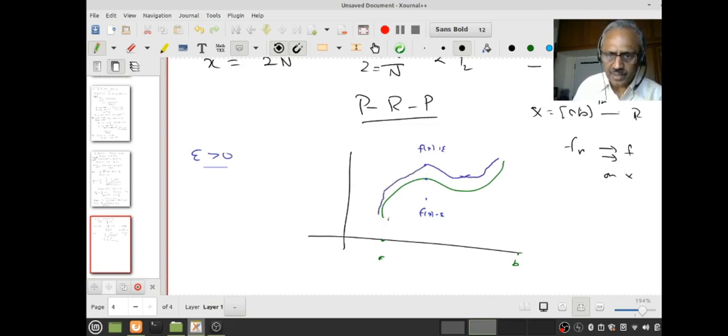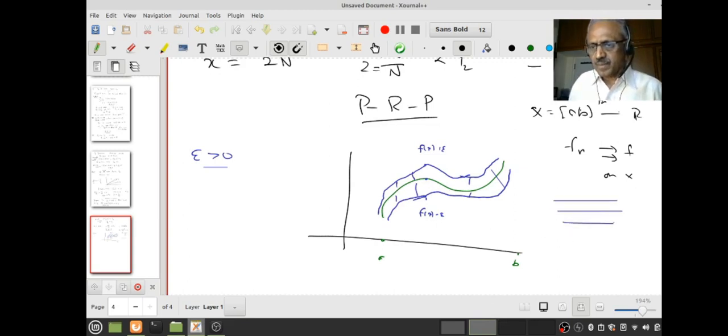So this should be like the parallel thing. The distance between them is epsilon. Here epsilon, epsilon, epsilon, epsilon, and so on. And at this point epsilon, epsilon. You understand that? So like this. This is the graph of f. This is f minus epsilon. Sorry, f plus epsilon. This is f minus epsilon.